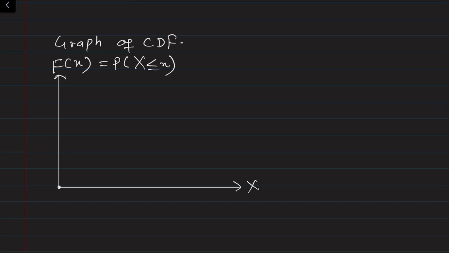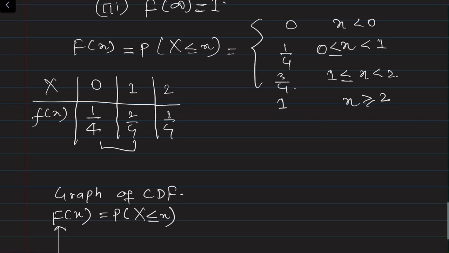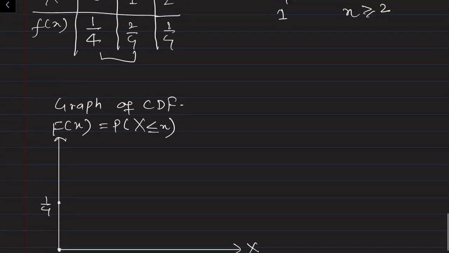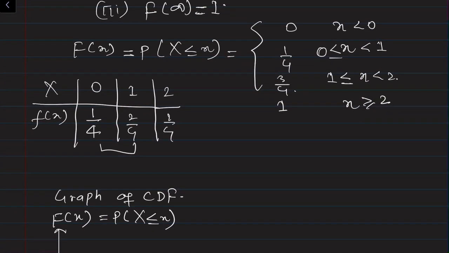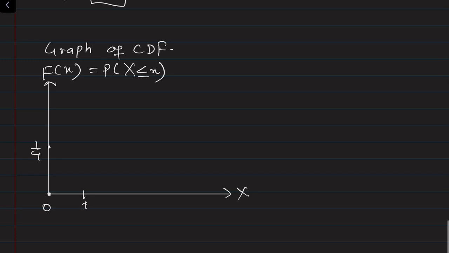So when x is less than 0, the CDF is 0. But when it touches 0, this becomes 1 over 4. So at 0, this should be 1 over 4. Now, until it touches 1, the CDF remains 1 over 4. So suppose this is 1. From this point to this point, this is 1 over 4.